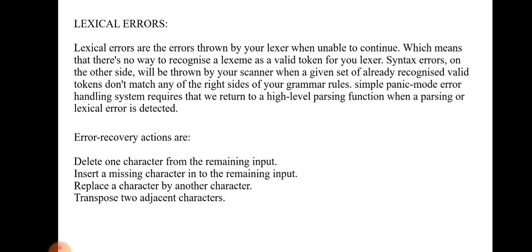So lexical errors are the errors thrown when identifying the token, by the compiler phase called the lexical analyzer. There are some error recovery actions. The first action is we can delete one character from the remaining input, insert a missing character into the remaining input, or replace one character by another character. And the last action is we can transpose two adjacent characters. By using these 4 actions, we can easily rectify the lexical error. Then only we can proceed with the subsequent phases.